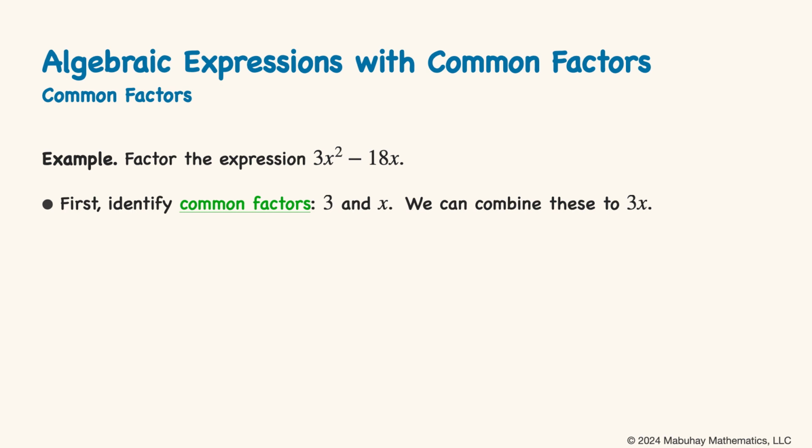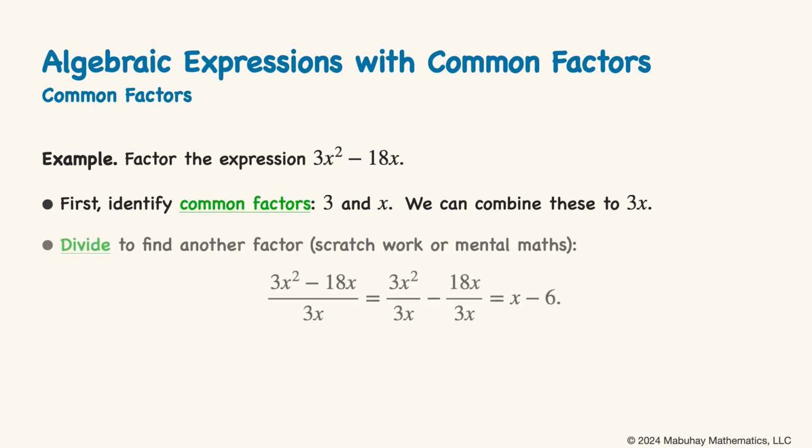Next, we divide the original expression by 3x to find the other factor that goes with it. Okay, so we have 3x squared minus 18x, all divided by 3x. We can split the fraction into two separate terms to get 3x squared over 3x and 18x over 3x. Handling them one at a time, we should get x minus 6. Let me know in the comments if you have any questions about that calculation.